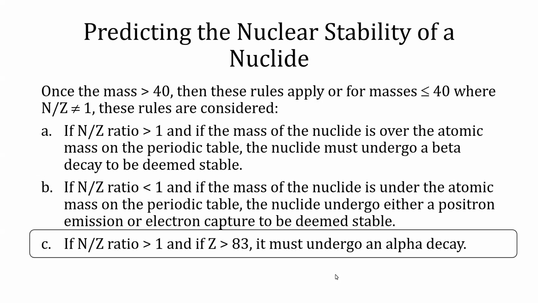If the N to Z ratio is greater than 1, and if Z is greater than 83, the nuclide must undergo an alpha decay.